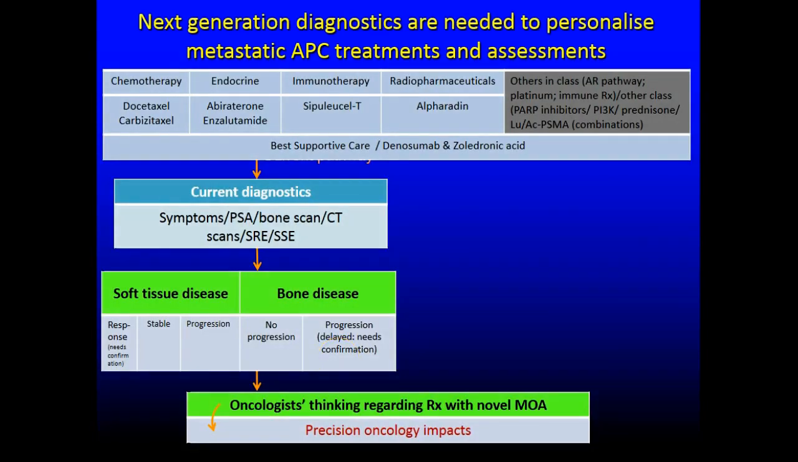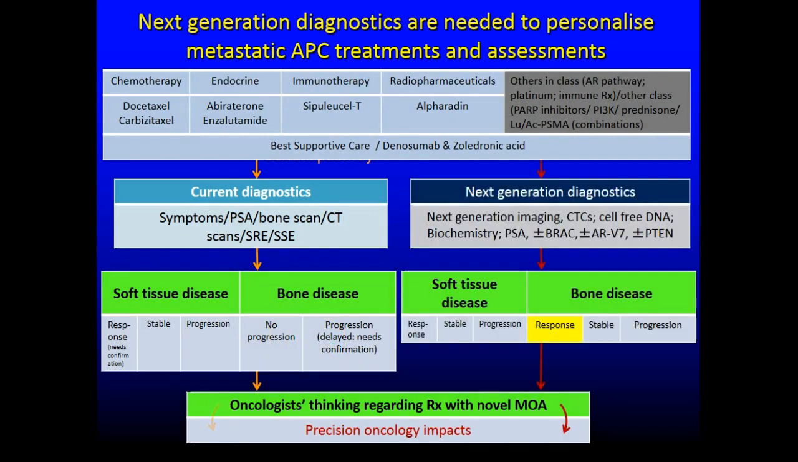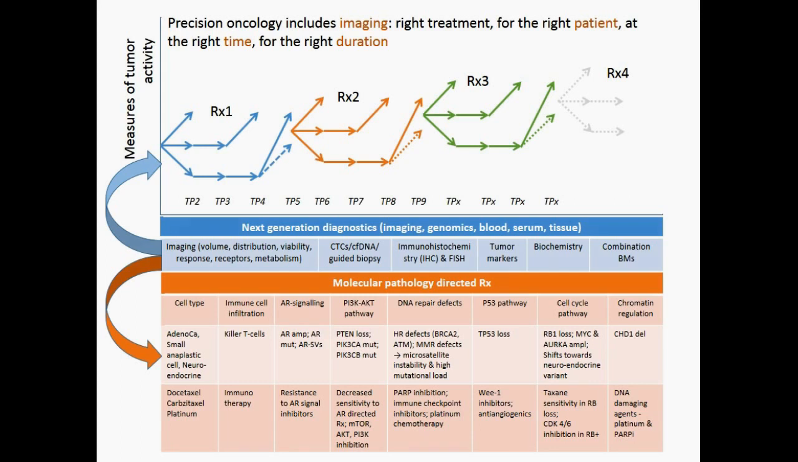In terms of where we are at the moment, currently we are using bone scans, CT scans, symptoms, and PSA. And when we look at bone disease, the two categories that we have are progression and no progression. New imaging technologies will enable bone disease to be categorized as response, stable, and progression. So we've gone from two categories to three categories, and this really is a paradigm shift because it has precision oncology impacts. And what do I mean by that?